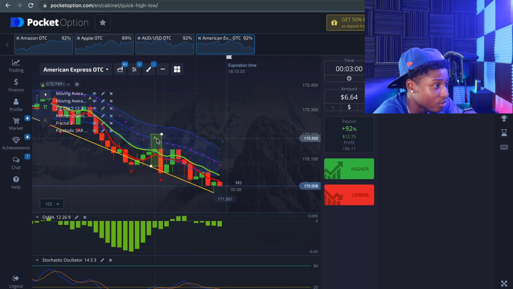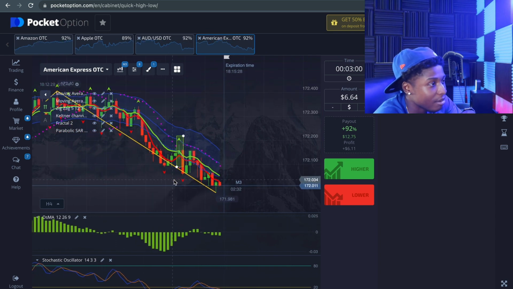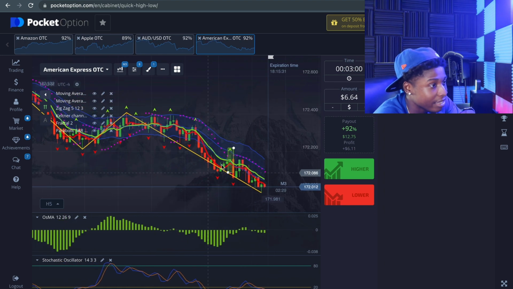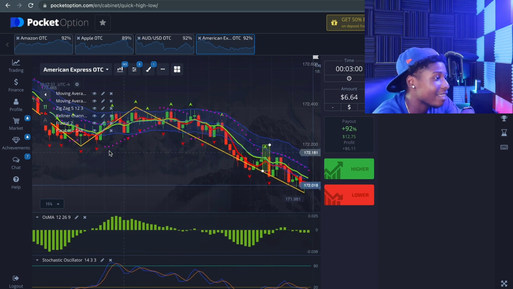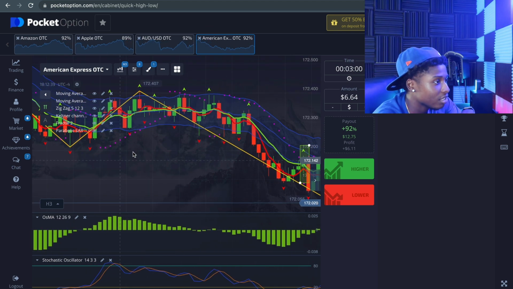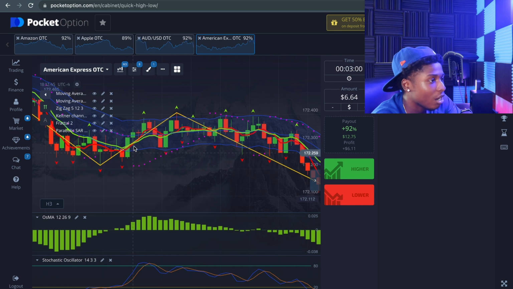But you can see on this green fractal, there is a bunch of parabolic SARs to support that it is going in the same down direction. Now, in the down direction, the parabolic SAR is at the top. In the up direction, the parabolic SAR is at the bottom. So once you see this fractal right here, in this case, once you see this fractal open up, all right, we're going to the upwards direction.